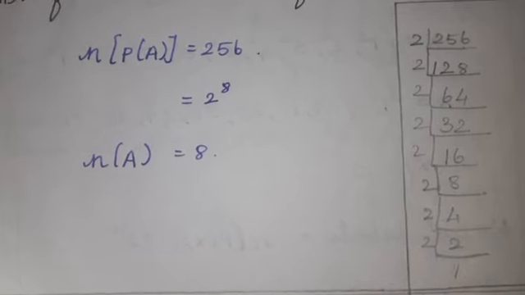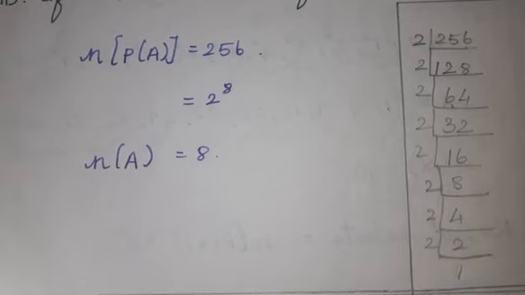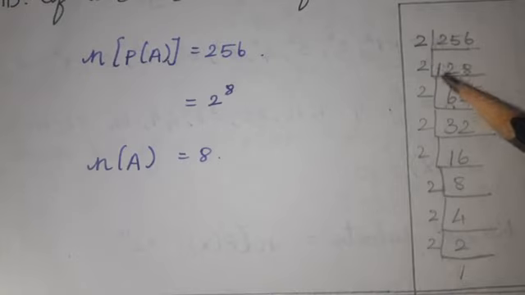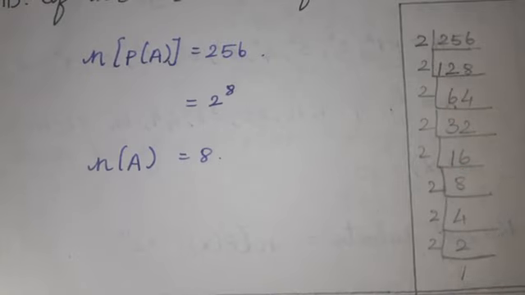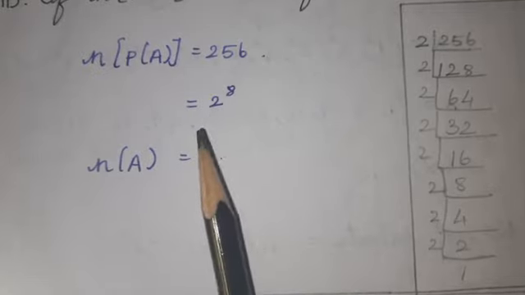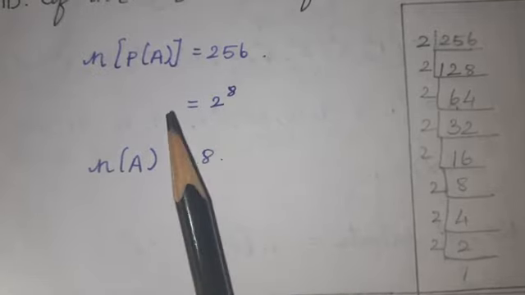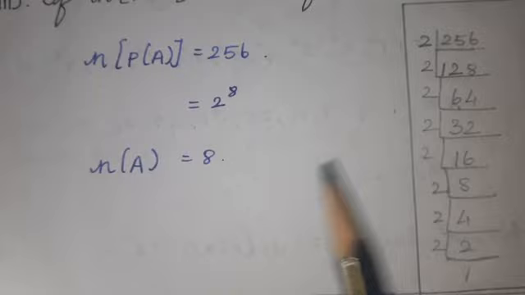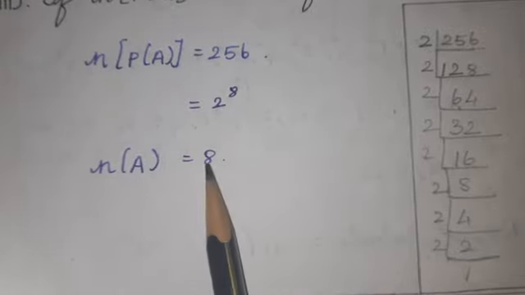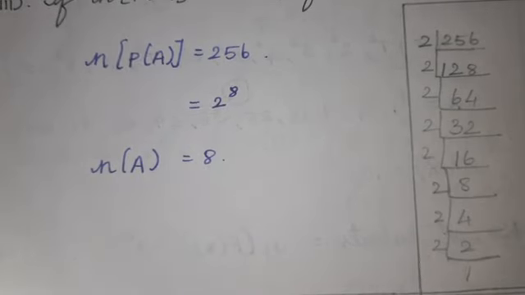Here you should always factorize by 2 only, because the formula is 2 power. So how many 2s will you get? 1, 2, 3, 4, 5, 6, 7, 8. That one I have written. 2 power 8 is 256. Our question is the number of elements present in A, that is n of A. As already told, this power says the number of elements. So I have written that as 8.